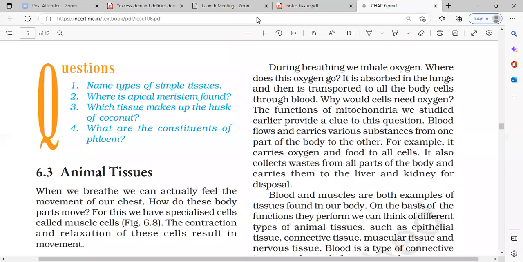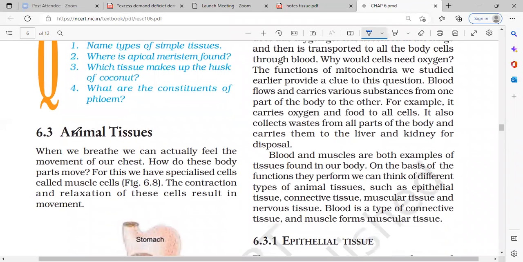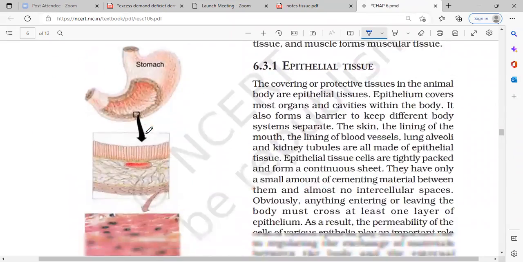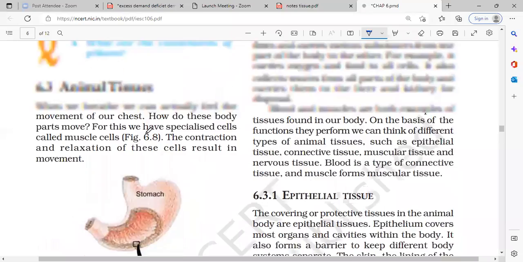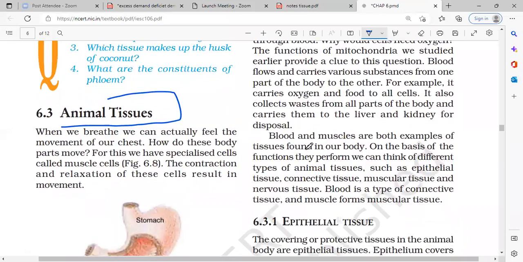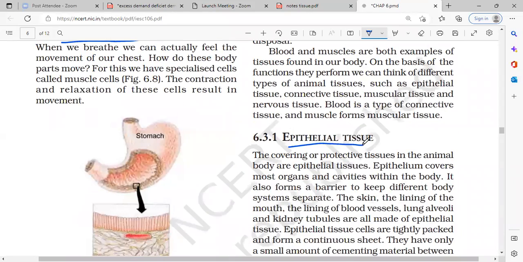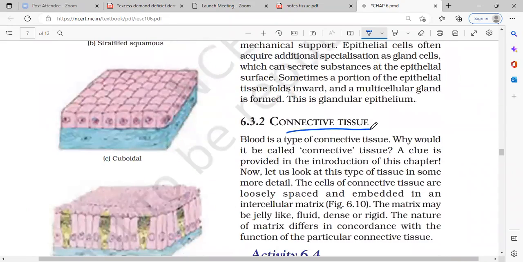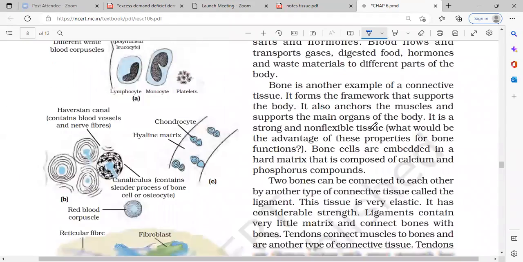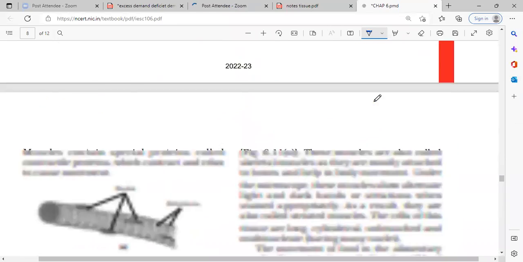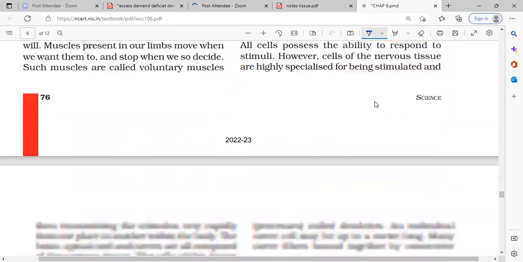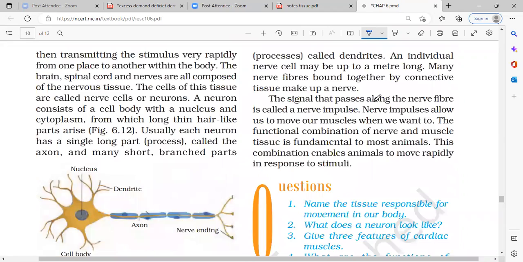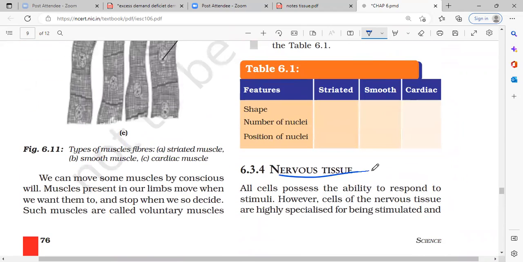Okay, so let's just start with the next part, which is animal tissue. We already discussed plant tissue. Today we are going to do the animal tissues. We have different types of animal tissue: epithelial tissue, then connective tissue, then muscle tissue, and then nervous tissue. These are the parts of your animal tissue.